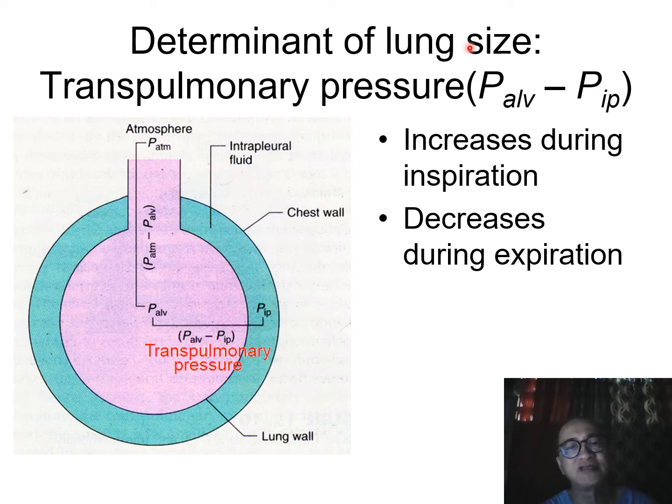This is done by the changes between the difference of the pressure between the intrapleural fluid pressure and the alveolar pressure, the so-called transpulmonary pressure. When we inspire, the transpulmonary pressure increases, which makes the lung surfaces strongly adhere to the thoracic wall as it expands. Thus, the lungs also expand. When we expire or breathe out, the transpulmonary pressure decreases, and so the lungs relax and compress together with the thoracic wall.